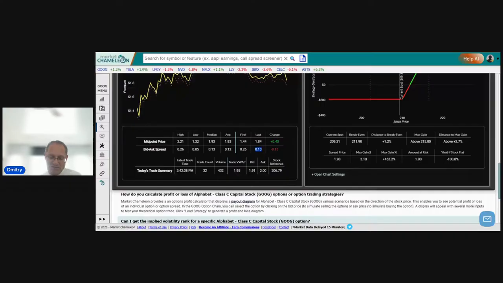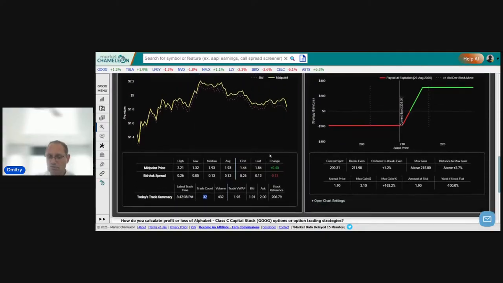Okay, so this scans for multi-leg trades, sees if this particular trade occurred throughout the day, and then it shows us the trade summary. So here it says that there are a total of 32 trades in this call spread, particularly multi-leg trades where these two legs were involved, for a total volume of 432 options.